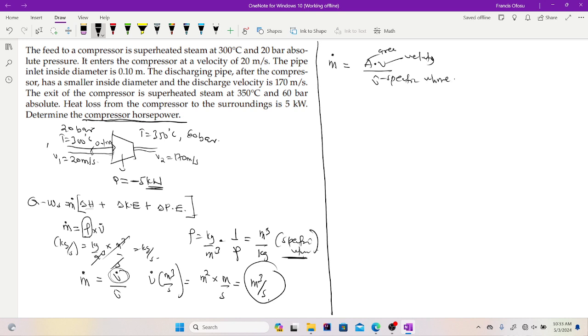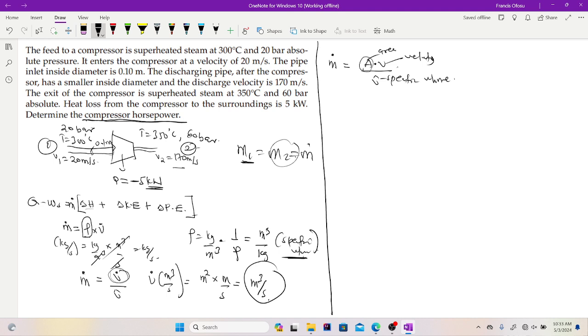When you want to find the mass flow rate, you do a material balance and realize that M1 is equal to M2. Inlet stream is equal to outlet stream. So you can use the inlet stream condition to find M1, or the outlet stream condition to find M2. They are still the same, equal to M. But then we need velocity, and we have the velocity. We need area.